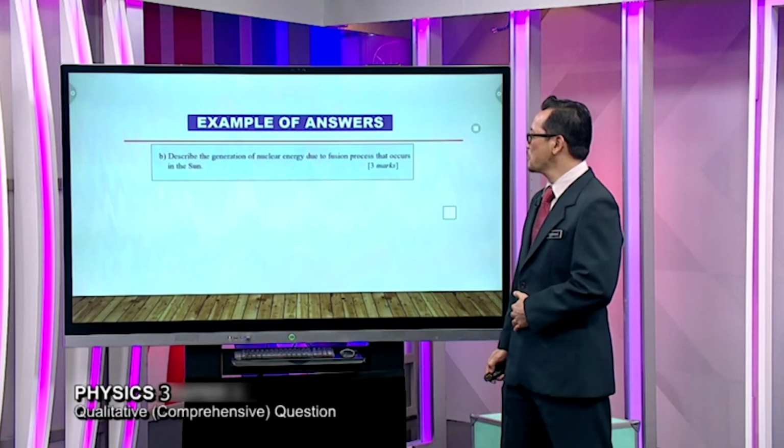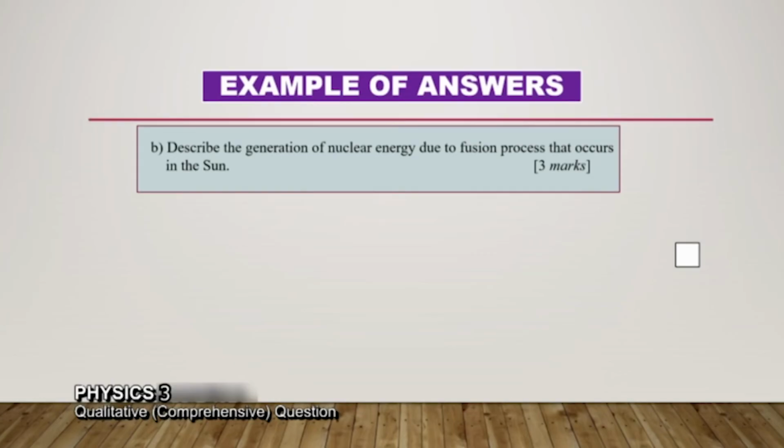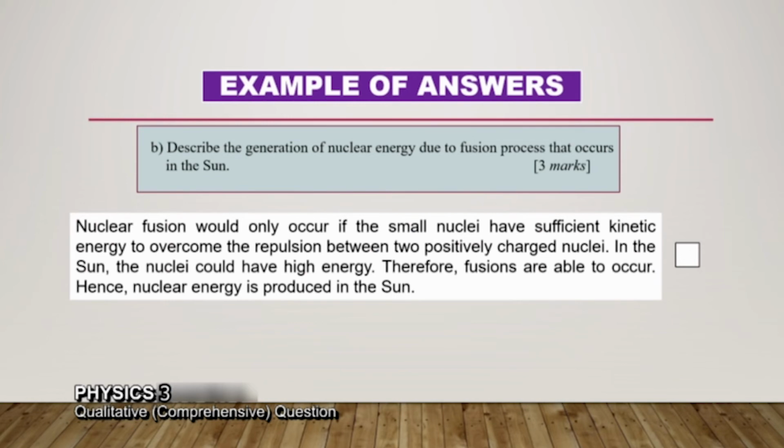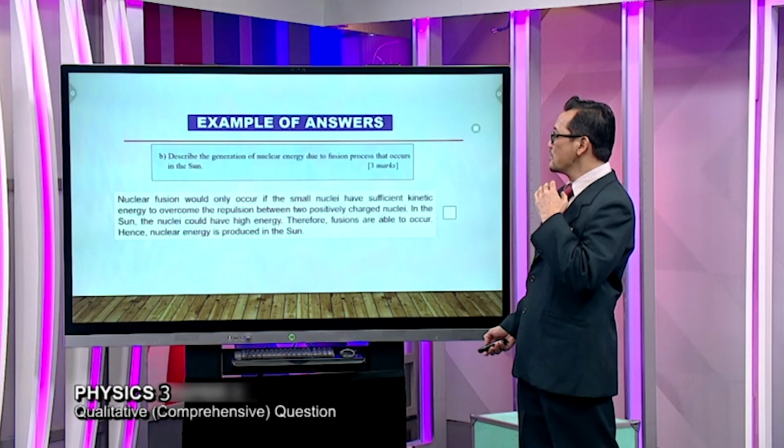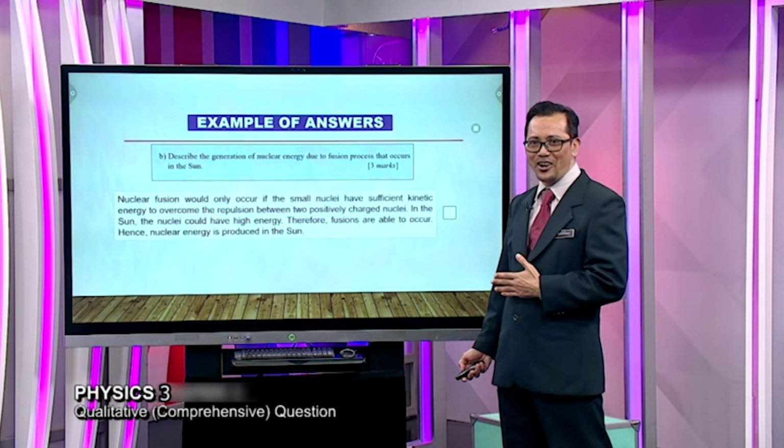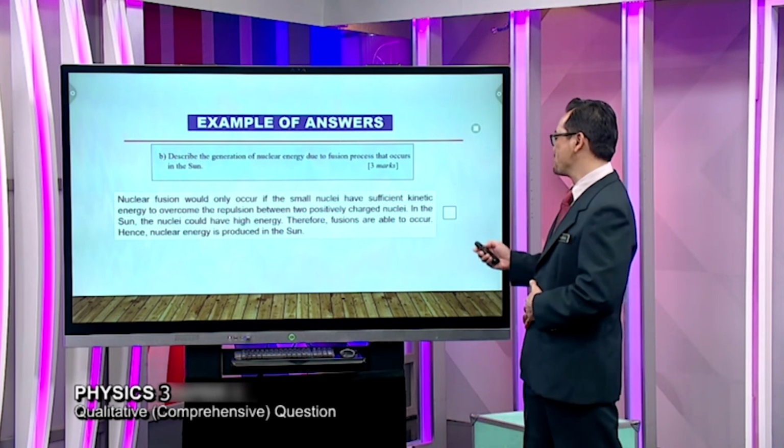Right, let's look at question B. Describe the generation of nuclear energy due to the fusion process that occurs in the sun. So let's look at this suggested answer. Nuclear fusion would only occur if the small nuclei have sufficient kinetic energy to overcome the repulsion between two positively charged nuclei. In the sun, the nuclei have high energy. Therefore, fusions are able to occur. Hence, nuclear energy is produced in the sun. So, guess whether this is a good answer or not.